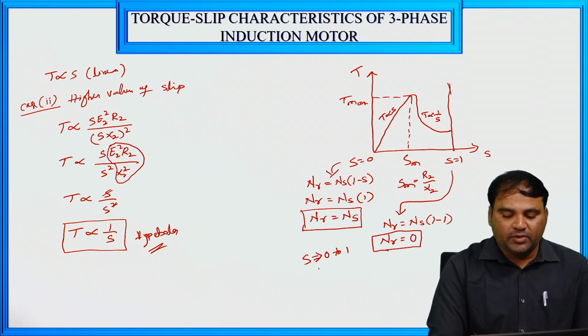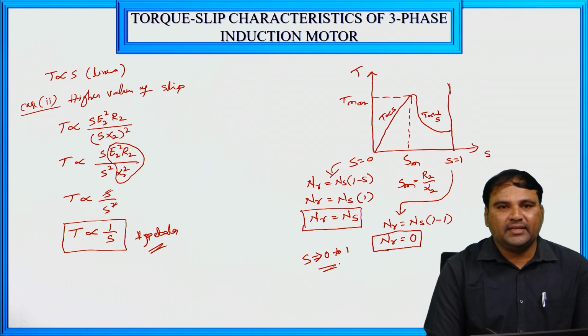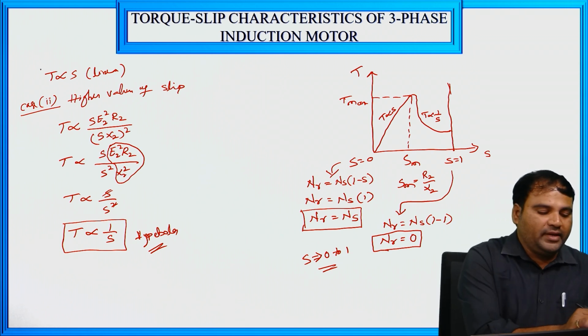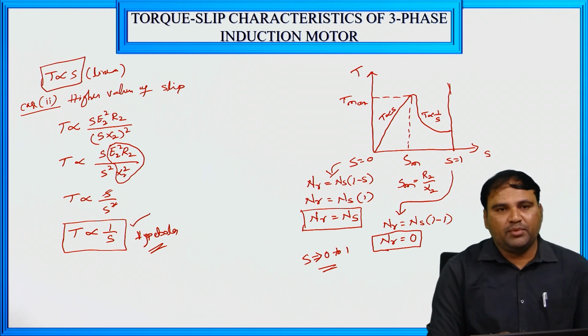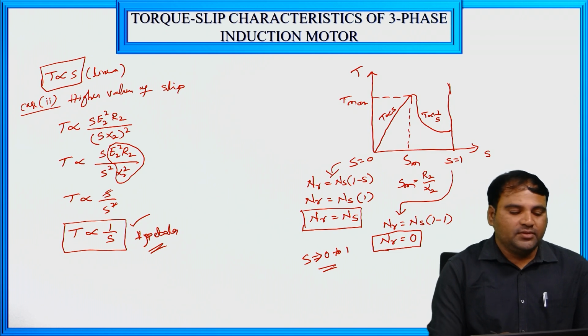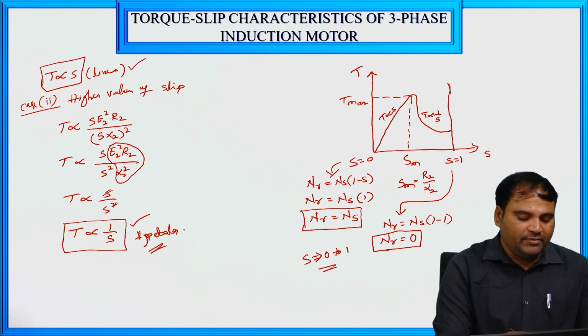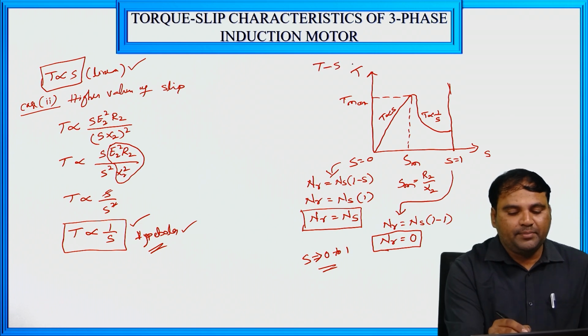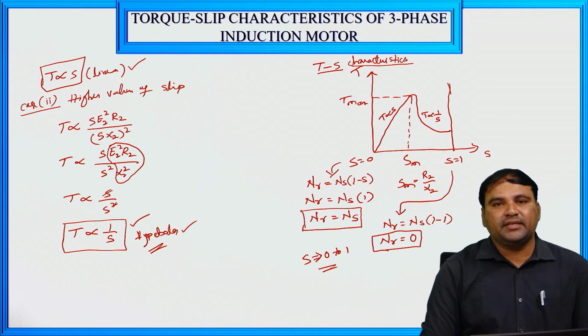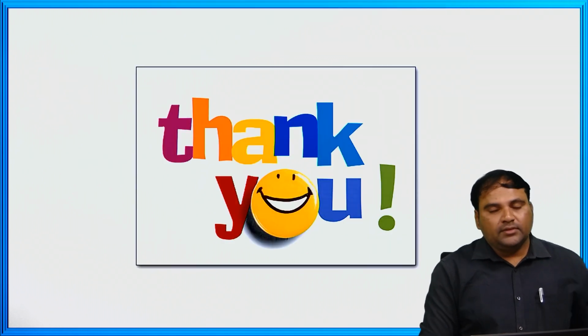So here is the torque slip characteristics of the three-phase induction motor. For case 1, we get T directly proportional to S, and for case 2, T directly proportional to 1 by S. So it is linear for case 1 and a hyperbola for case 2, and this is the torque slip characteristics of the three-phase induction motor. Thank you one and all.